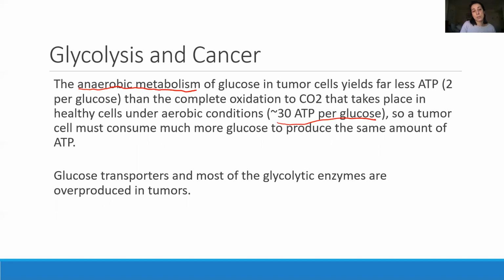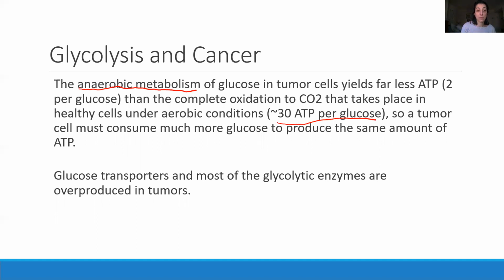So because of this, tumor cells actually are very hungry because they only do anaerobic metabolism, or they rely mostly on anaerobic metabolism because they are a low oxygen environment. They end up consuming much more glucose to get ATP than most cells. So glucose transporters and most of the enzymes involved in glycolysis are actually usually overproduced in tumors. You'll see them as markers a lot.